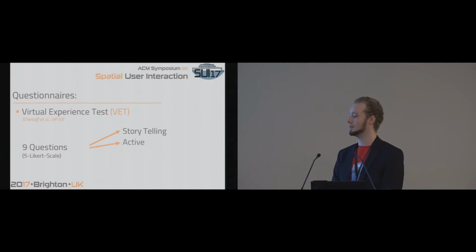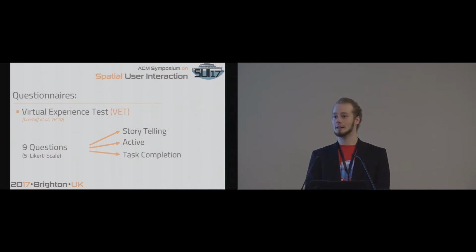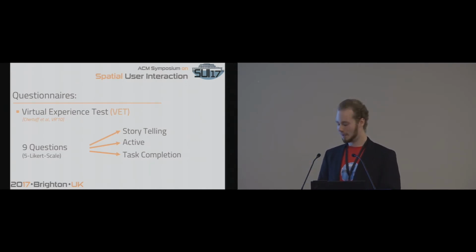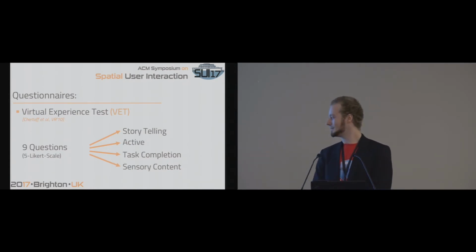The second score was the active score. This one was about the self-embodiment of the users. So did they really feel that they were inside this virtual environment, or did they feel out of place in this world? The third one was the task completion. Here the score indicated how appropriate the user interface and the world were for completing the tasks ahead, while the last one was about the sensory content.